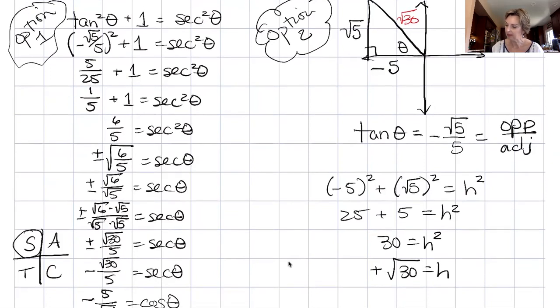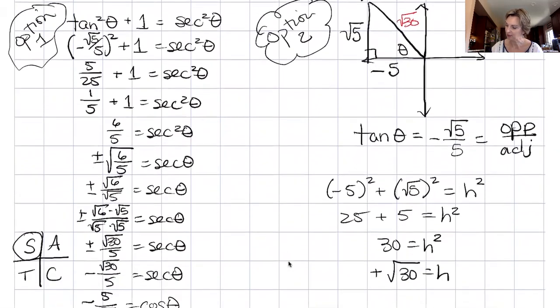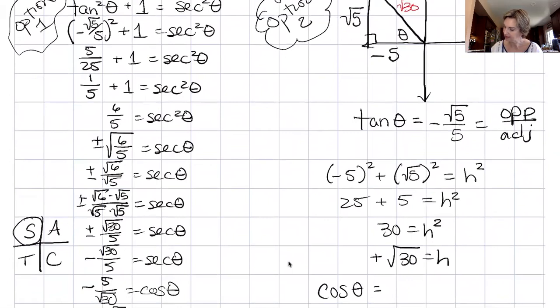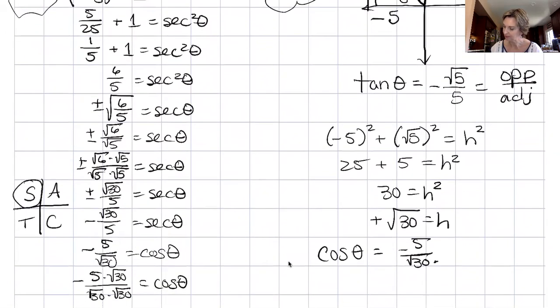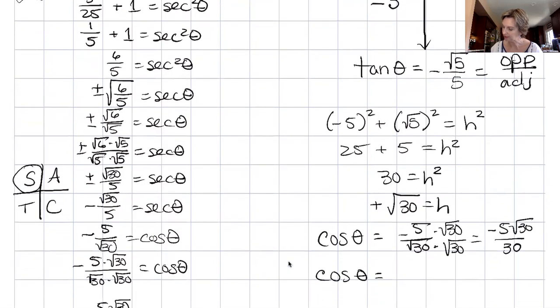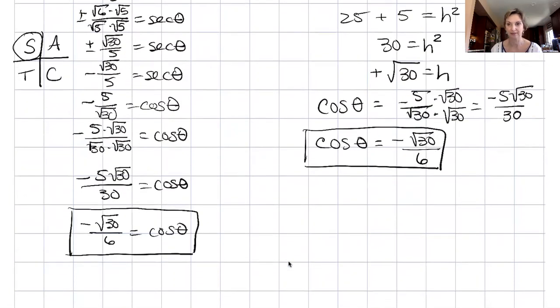Okay, but what they want is cosine. Okay, so cosine is adjacent over hypotenuse. Now I have to multiply top and bottom by the square root of 30. So negative 5 square root of 30 over 30. And that gives me a final answer of negative square root of 30 over 6. And that's the same answer that I got with the other method.